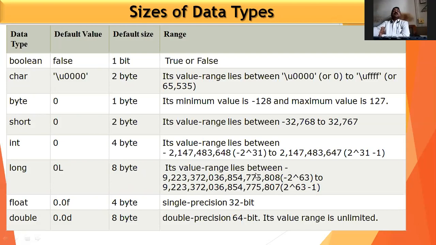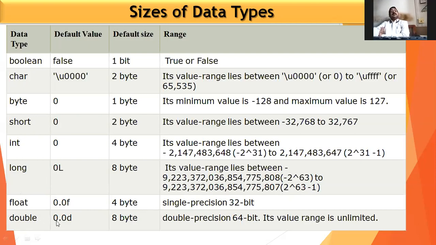It has a value range lying between -2 raised to 63 and 2 raised to 63 minus 1. The value range is very big, but this is an integer value. So these three, short, integer, and long, are integer data types. And the rest two, float, with default value 0.0f, has a default size of 4 bytes and single precision of 32 bits.